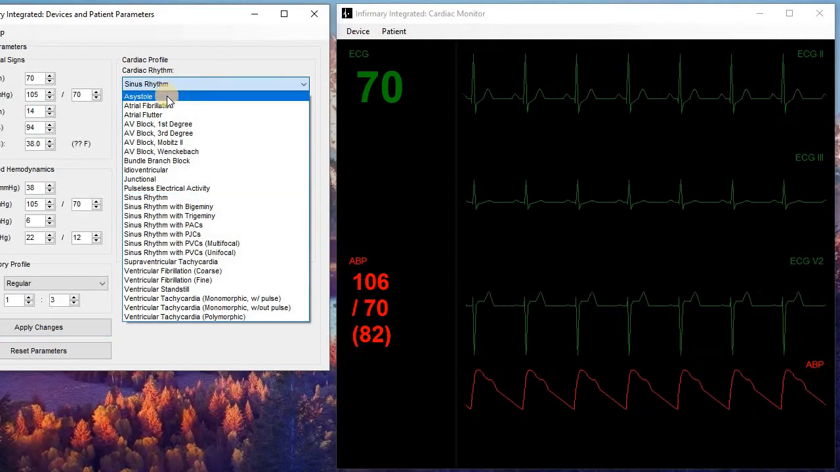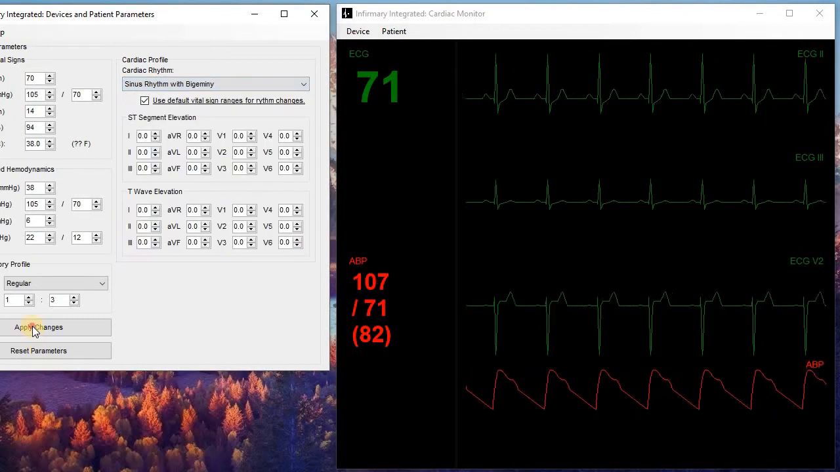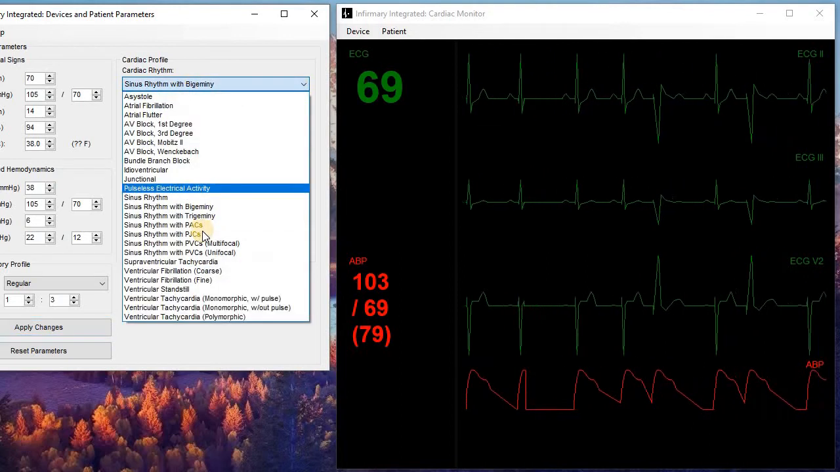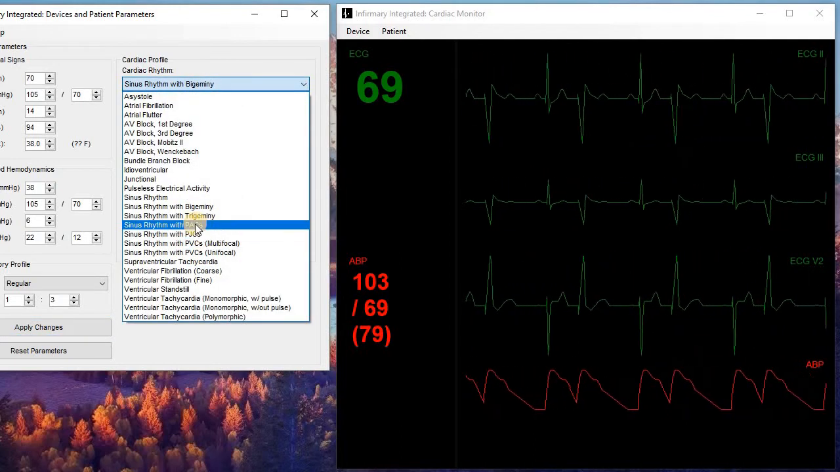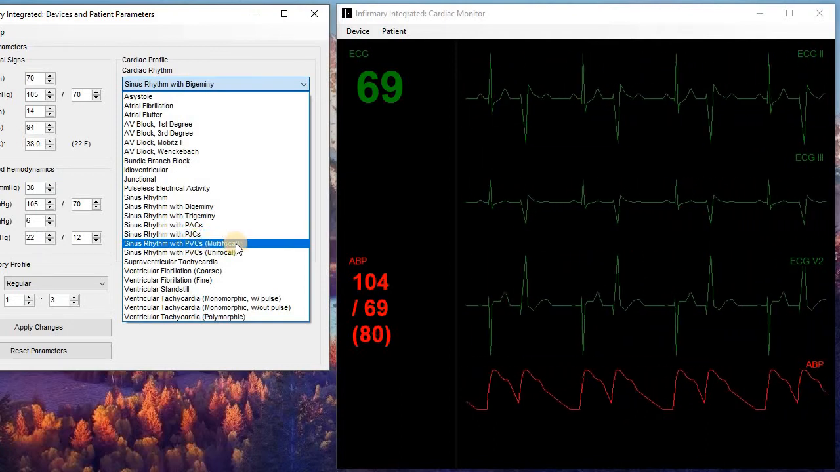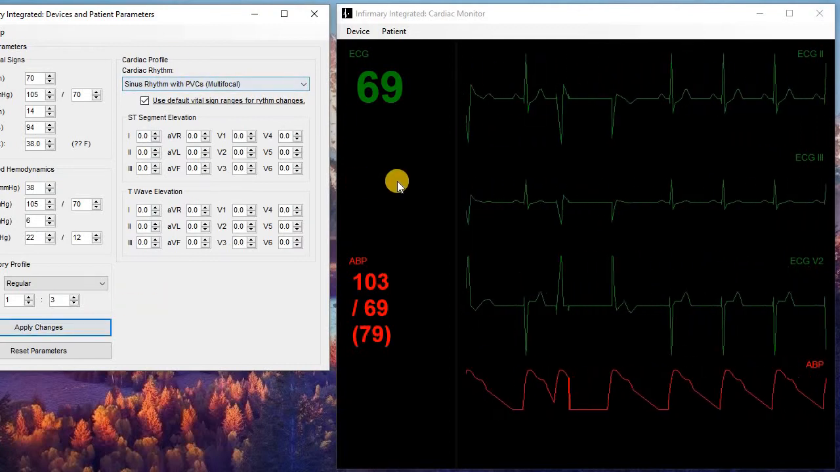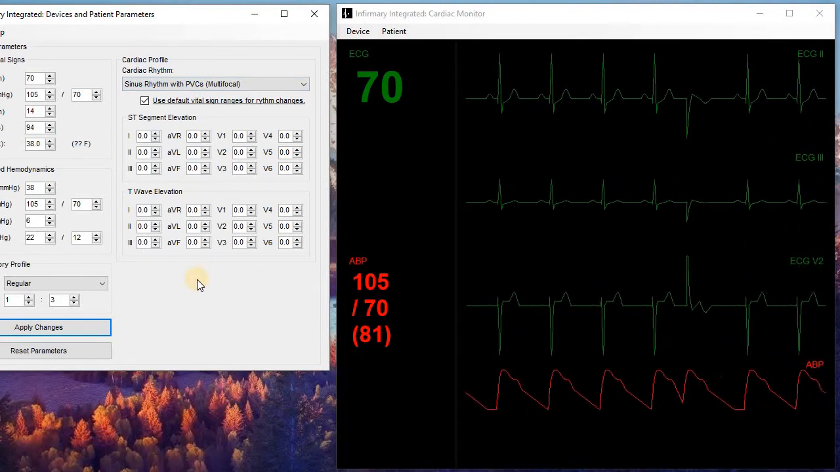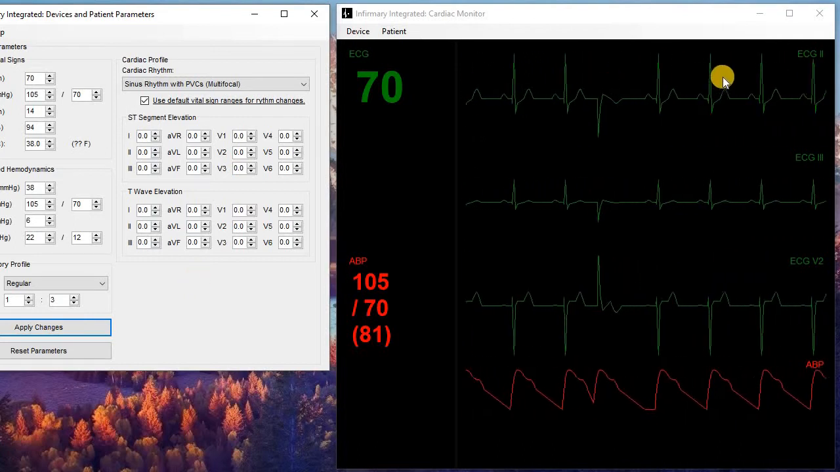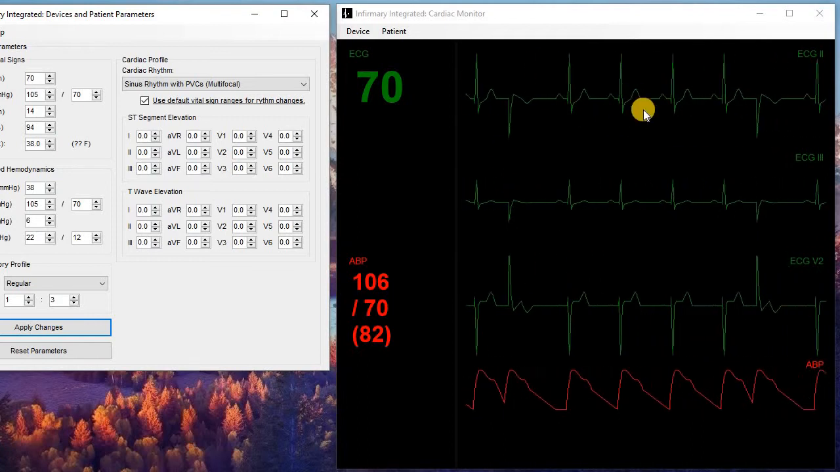Of the different rhythms that Infirmary Integrated has, we have a lot of non-lethal rhythms, such as sinus rhythm with bigeminy, and trigeminy. We have premature atrial contractions, premature junctional contractions, premature ventricular contractions, both multifocal and unifocal. And applying them, as you can see, there are very randomly created PVCs. They also propagate and show differently on each different lead as they would in real life.